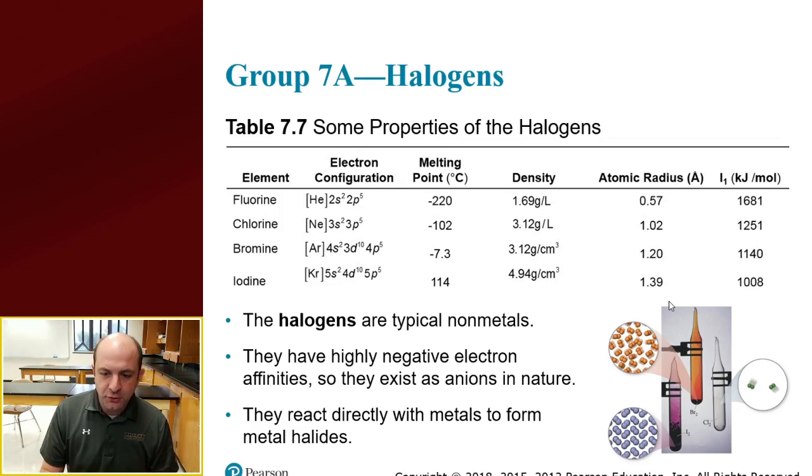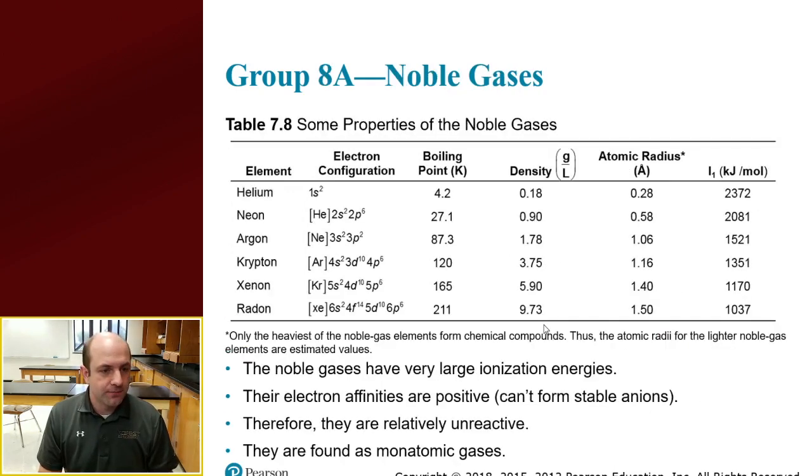But again, radius goes up, ionization energy goes down. That's what we're looking for. They all form a -1 ion.